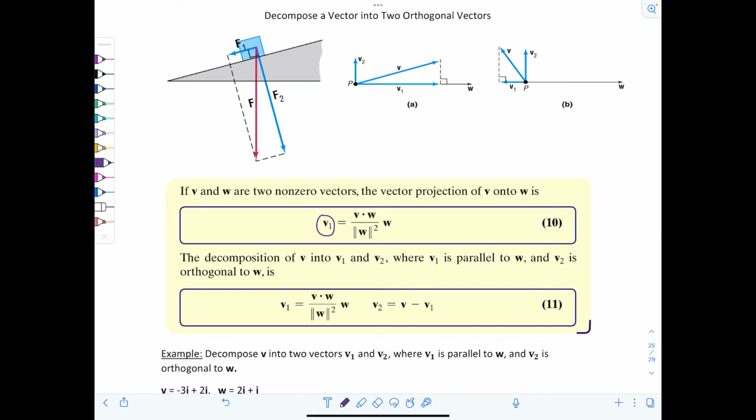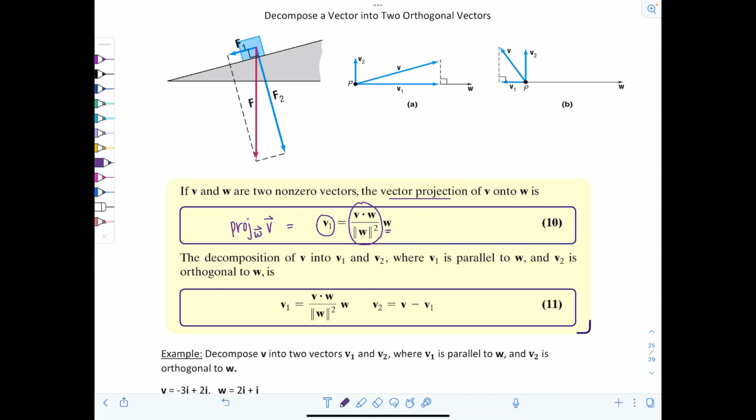Later in your math career, you'll write this as the vector projection of V onto W, like so. And it's equal to V dotted with W divided by the magnitude of W squared. So this is all a scalar, and then you multiply that by the vector W. So the result is going to be a vector. That's why it's called a vector projection.